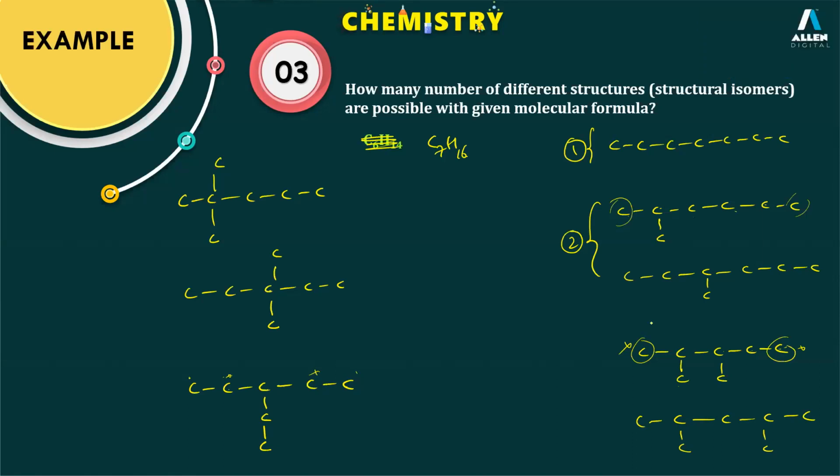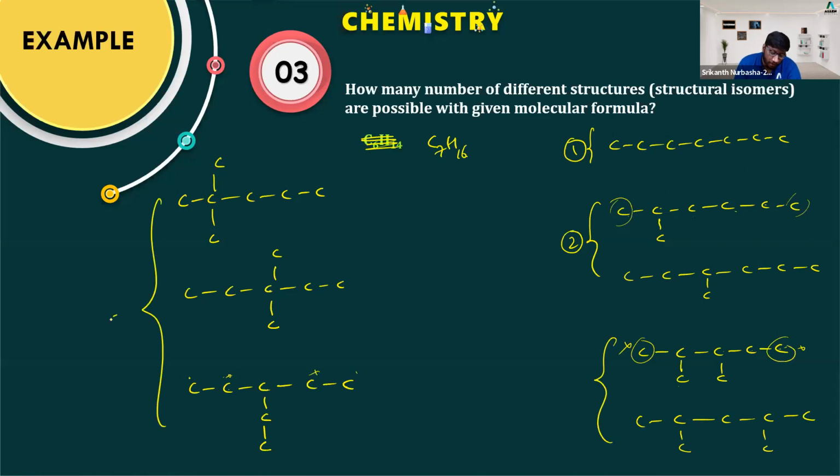So how many obtained? 13 structural isomers. 1 structure with the 7 carbon, 2 structures with the 6 carbon, 5 structures with the 5 carbon.